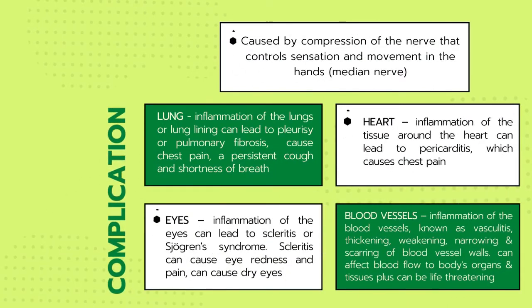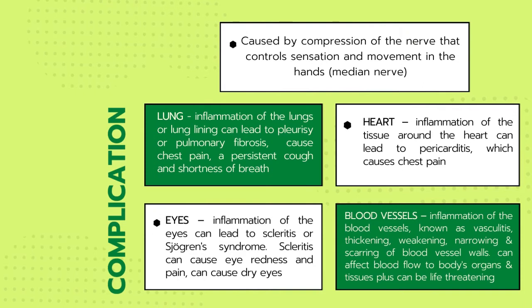Rheumatoid arthritis can put us at higher risk of developing other conditions, particularly if it's not well controlled, such as carpal tunnel syndrome, caused by compression of the nerve that controls sensation and movement in the hands, the median nerve. After that, widespread inflammation. Inflammation of the lungs or lung lining can lead to pulmonary fibrosis, which can cause chest pain, a persistent cough, and shortness of breath. While in the heart, inflammation of the tissue around the heart can lead to pericarditis, which causes chest pain. Inflammation of the eyes can lead to scleritis or Sjogren's syndrome.